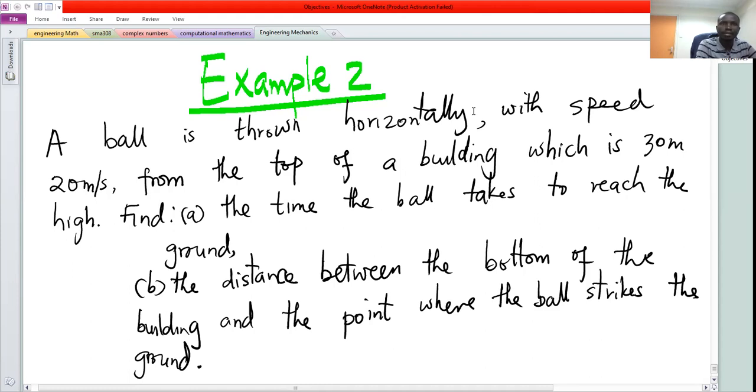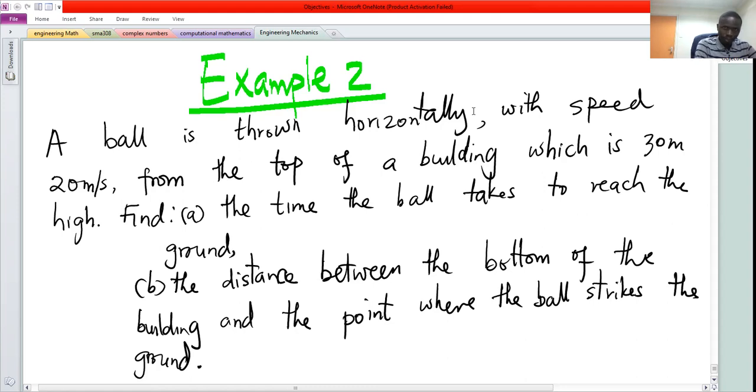So the question reads: a ball is thrown horizontally with speed 20 meters per second from the top of a building, which is 30 meters high. There are two questions to answer. First is to find the time the ball takes to reach the ground. And number two, to find the distance between the bottom of the building and the point where the ball strikes the ground.